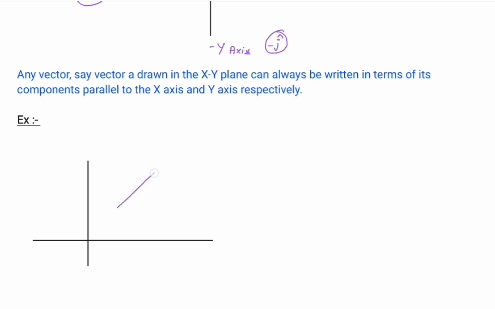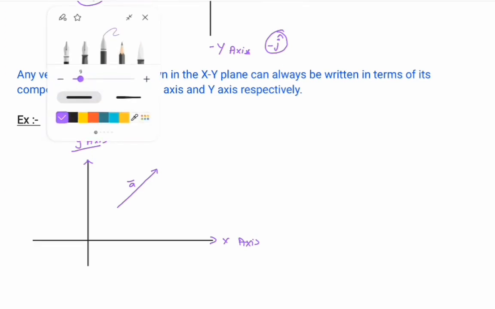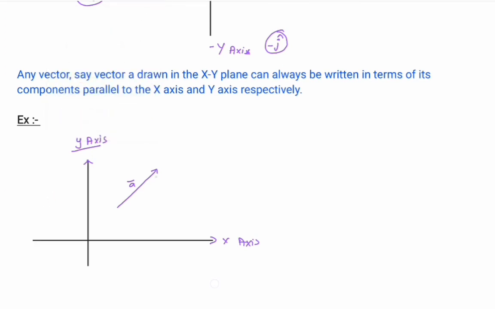Suppose there is a vector in an xy plane like this. This is the x-axis and this is the y-axis. There is a vector drawn in an xy plane like this. This is vector A. First, we will find its component along the x-axis.